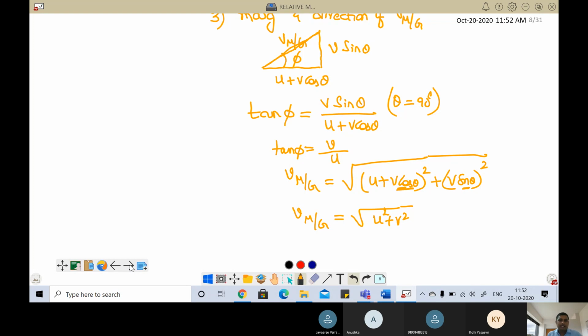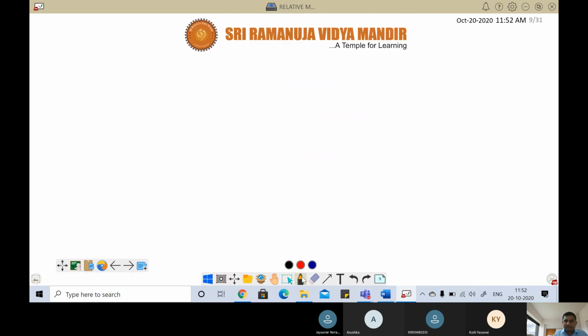I'm going to write in the next slide. So this one you can write in your formula sheet. Crossing the river in shortest time. For crossing the river in the shortest time, first the diagram we'll draw. The diagram is this one.